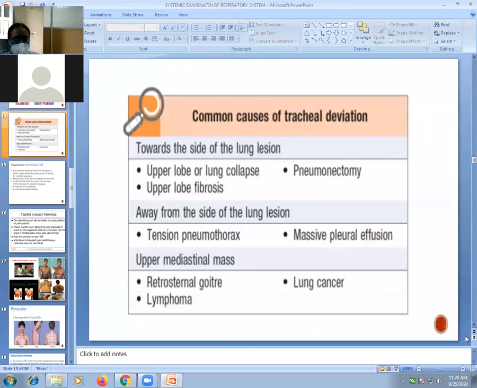Now these are the causes for deviation of trachea. Deviation of trachea on the diseased side, means on the same side, and deviation of trachea on the opposite side. That is, trachea is pushed up or trachea is pulled. So trachea is pulled on the diseased side in case of collapse of lung and pulmonary fibrosis, and it is pushed up to opposite side in case of pneumothorax and pleural effusion. That means deviation of trachea on same side in collapse and fibrosis, deviation of trachea on opposite side in case of pneumothorax and massive pleural effusion.